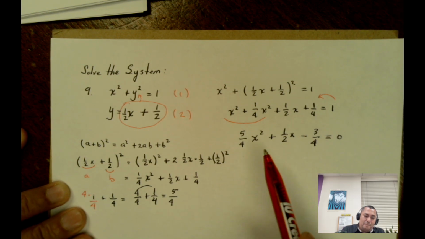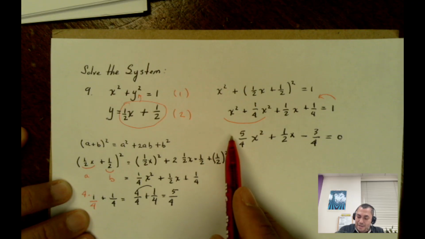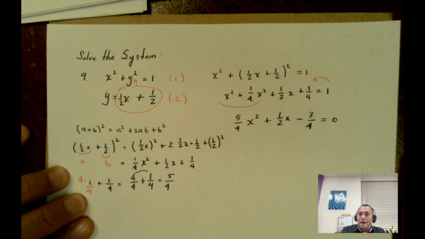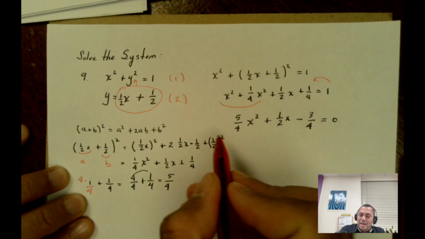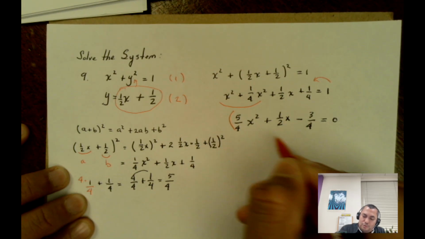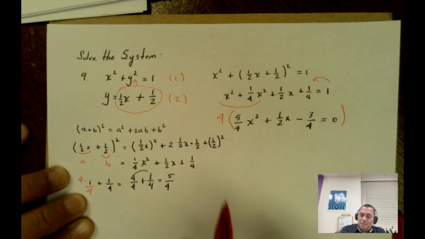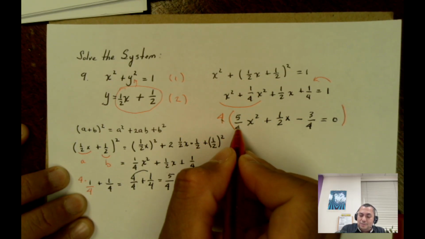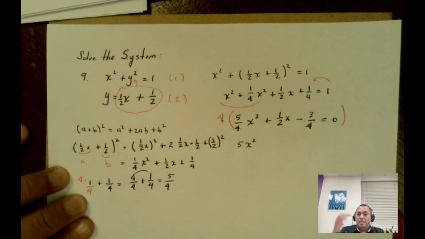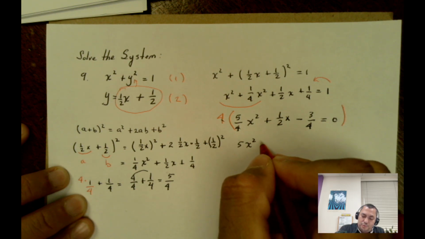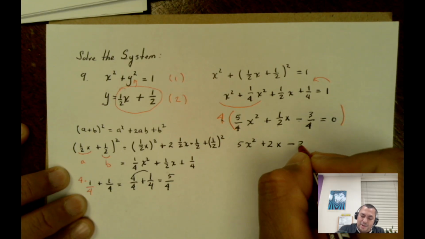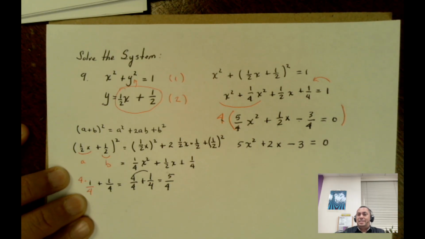Okay, so I have my expression. Now what I'm going to do is multiply. See that I have 4, 2, and 4 in the denominators. I'm going to use 4 because it's my common denominator, and multiply every single term on both sides of the equation by 4. So I'm going to multiply everything by 4. So 4 times 5/4, the 4 cancels out, so I have 5x squared. Now here, 4 times 1/2 is 4/2, 4 divided by 2 is 2, plus 2x, minus 4 times 3/4 is 3, equals 0.